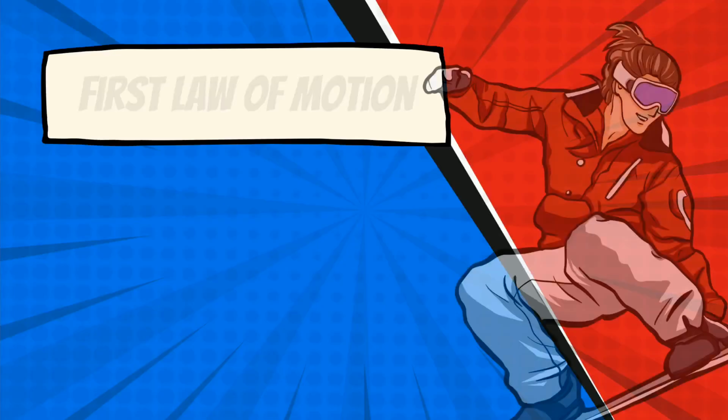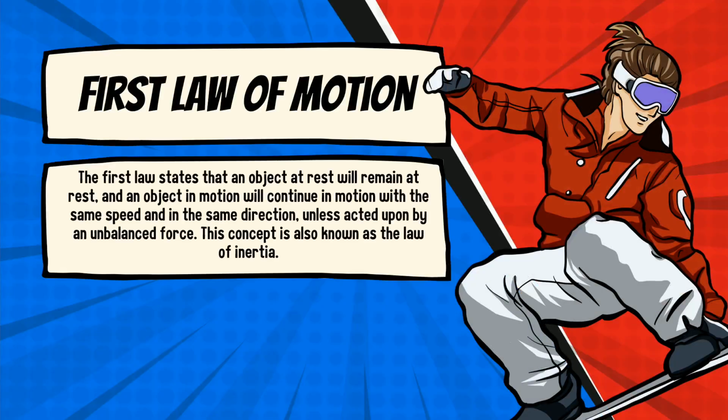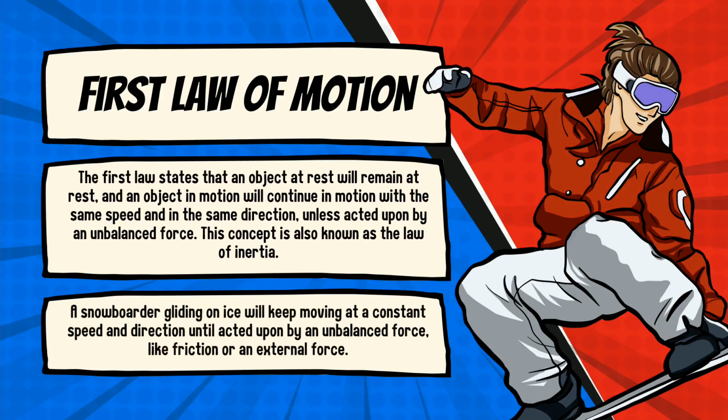An object in motion or at rest will remain at the same speed and in the same direction, unless a balanced or unbalanced force is exerted. This is known as the first law of motion, or the law of inertia. Examples of this law in everyday life can be seen, for instance, when a snowboarder glides on ice and continues moving with the same speed and direction until an unbalanced force, such as friction or an external force, affects it.